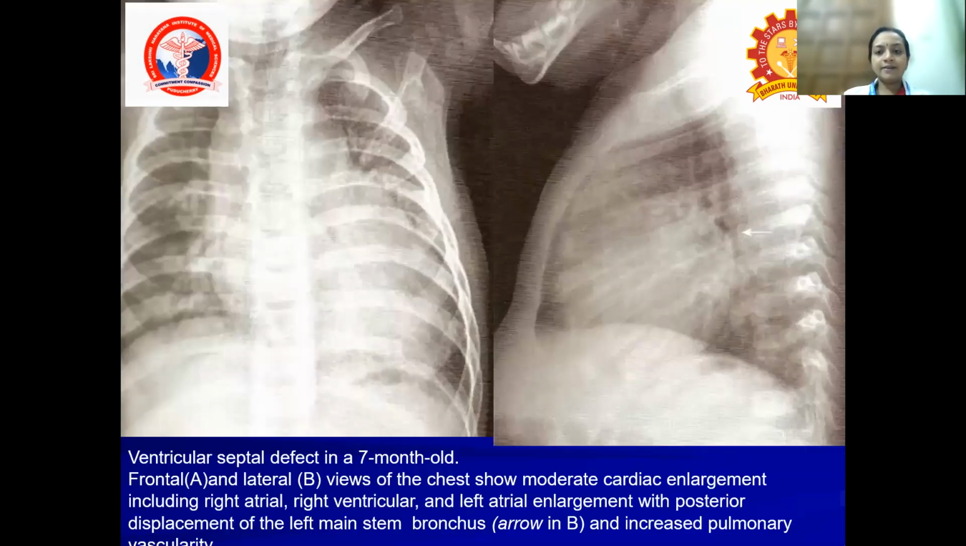Here you can see the X-ray showing the ventricular septal defect in a 7-month-old. It shows a moderate cardiac enlargement, including the right atrial, right ventricular, and left atrial enlargement, with posterior displacement of the left main stem bronchus and increased pulmonary vascularity.